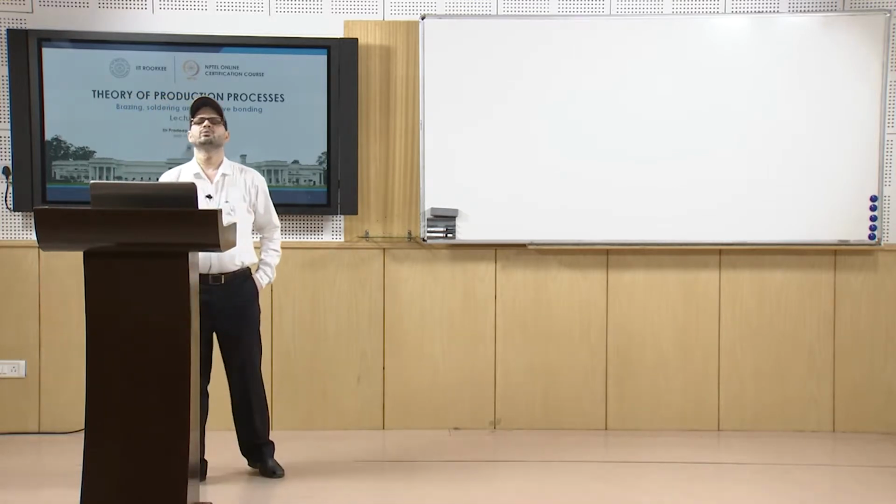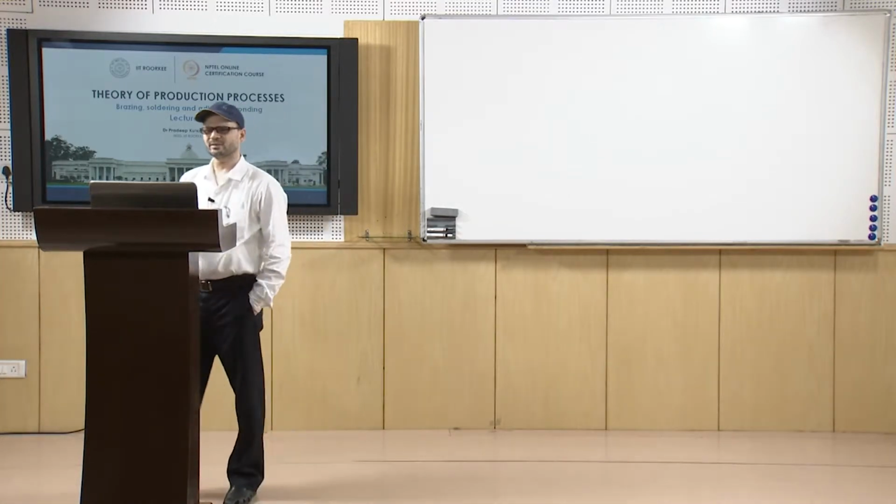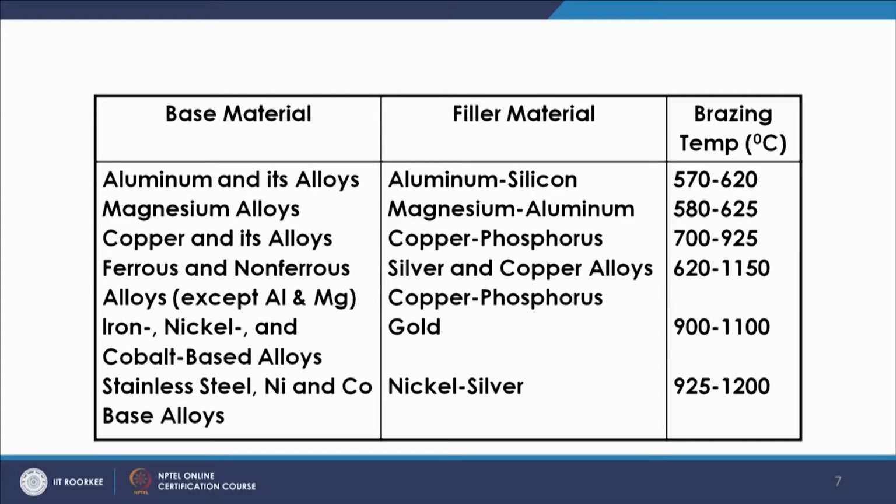Typically, when you talk about the materials and their filler materials, the brazing temperature varies like this. For aluminum and its alloys, the filler material is aluminum silicon, and its brazing temperature is about 570 to 620 degrees centigrade. For magnesium alloys, the filler is magnesium aluminum, with a brazing temperature of 580 to 625. For copper and alloys, copper phosphorus, 700 to 925. For ferrous and non-ferrous, silver and copper alloys, 620 to 1150. For alloys except aluminum, magnesium, and copper, phosphorus, then iron, nickel and cobalt based, gold, and then stainless steel, nickel, silver.